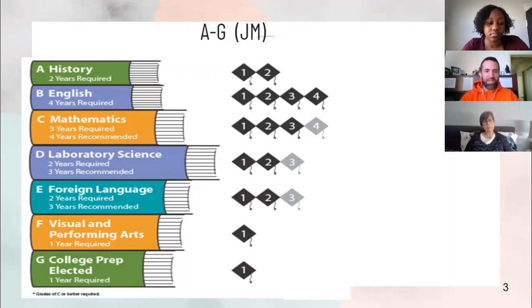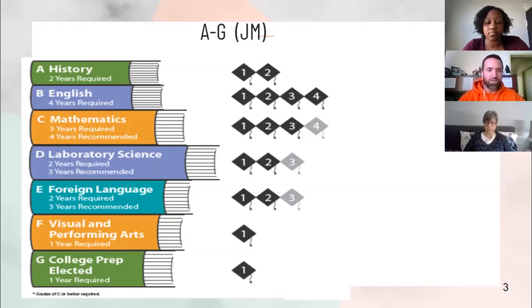When you come to the E category, world language, 2 years are required, 3 years recommended. So all West Campus students will take an introductory level language as a freshman and then complete a second year as a sophomore. Some West Campus students enter at a higher level as a freshman and they will meet that then, and then we encourage all students to exceed this by continuing in their language choice during their junior and or senior year. You need 1 year of visual and performing arts to be A through G eligible.